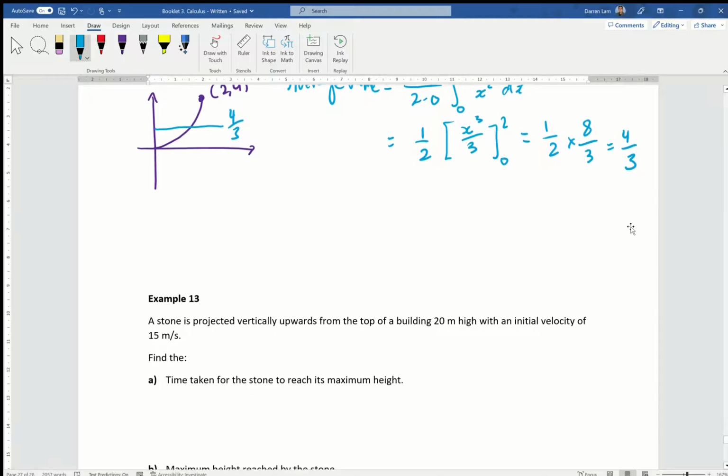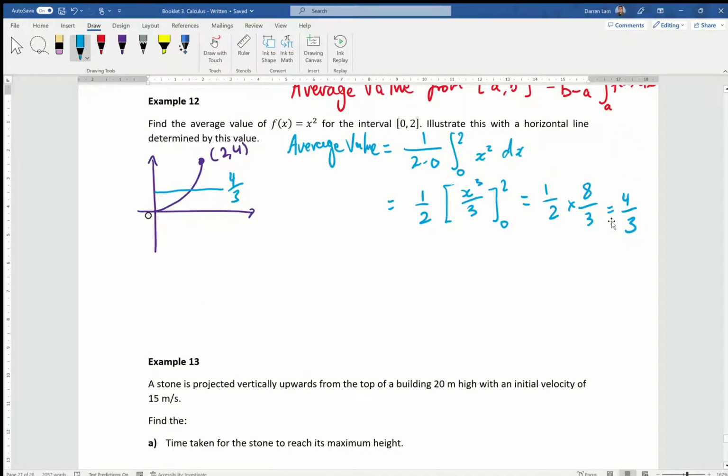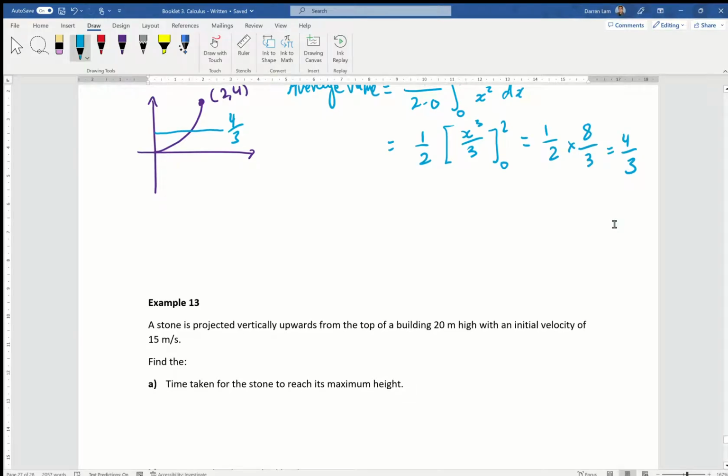Alright, I'm going to move on to question 13. Am I going through it too quickly? Okay. Question 13 says, a stone is projected vertically upwards from the top of a building 20 meters high with an initial velocity of 15 meters per second. Page 26. Find the time taken for the stone to reach its maximum height.